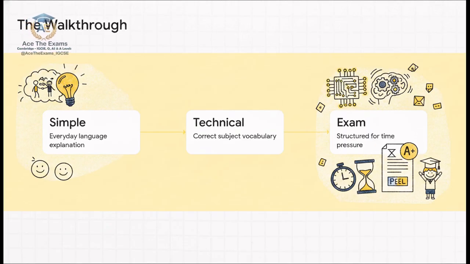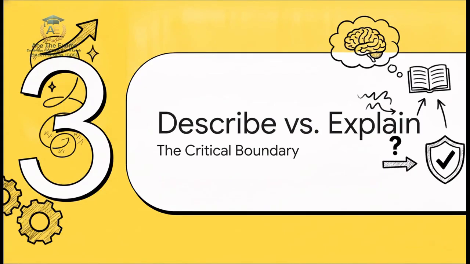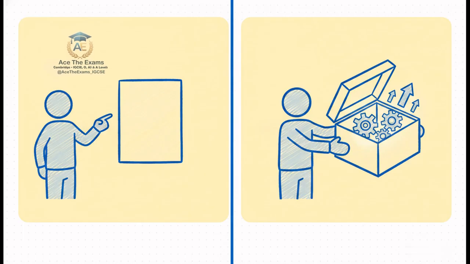Welcome to Section 3, Describe versus Explain. This is what we call the critical boundary. There is such a powerful separator between average grades and top-tier grades in computer science reasoning, and it all comes down to command words. Let's look closely at the difference between describe and explain.